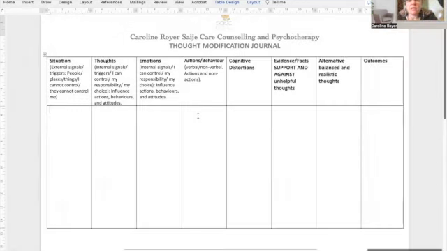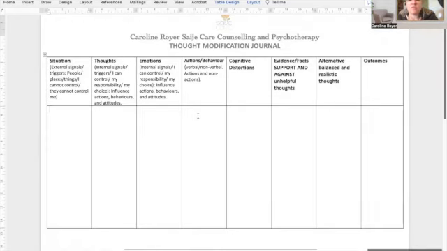A thought modification journal is part of cognitive behavior theory, where the belief is that your thoughts impact your emotions, and in turn, your thoughts and emotions impact your actions, behavior, and your attitude. So if you attack your thoughts, essentially you're having more control over your emotions and therefore more control over your actions and your behavior.